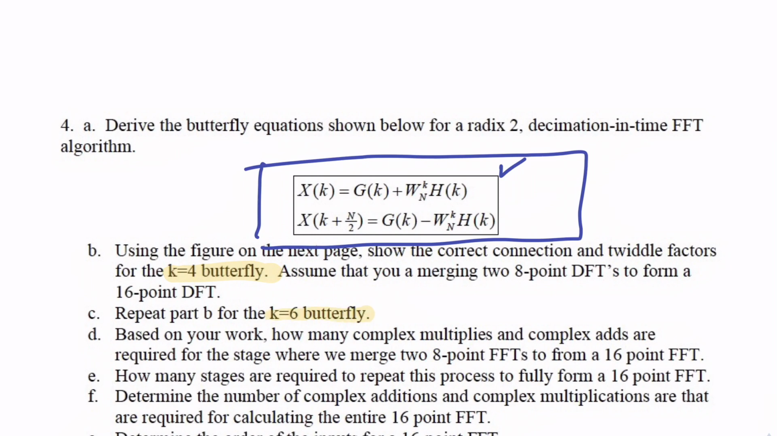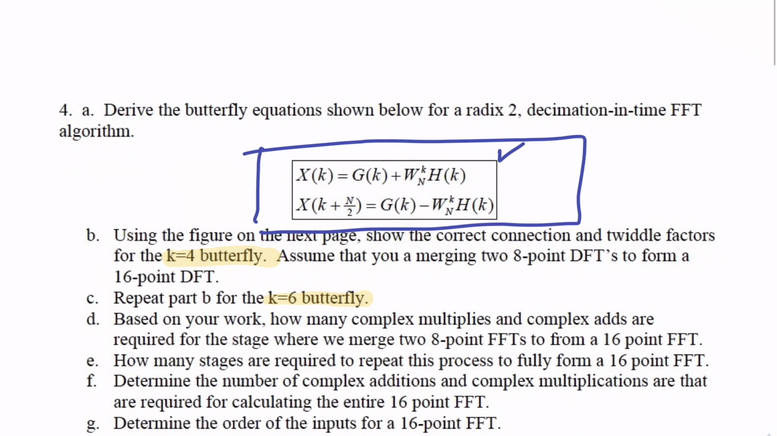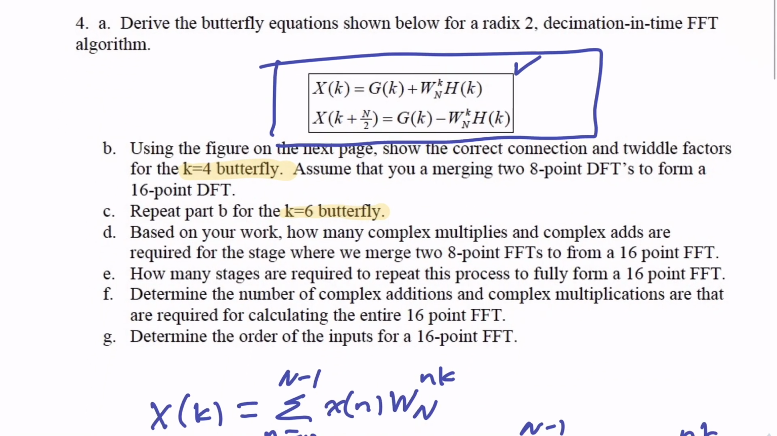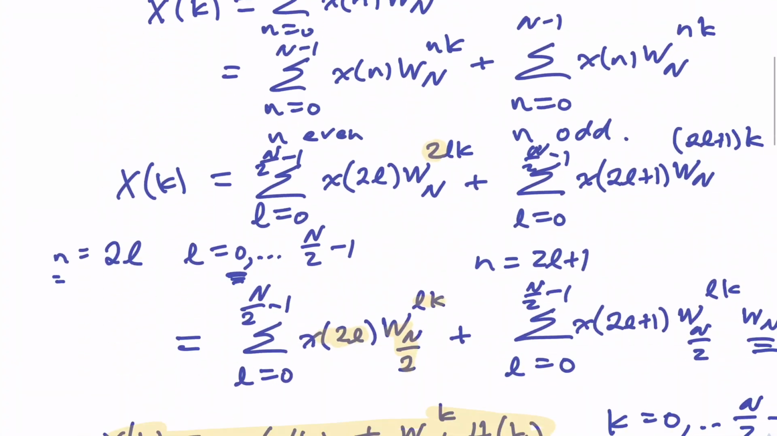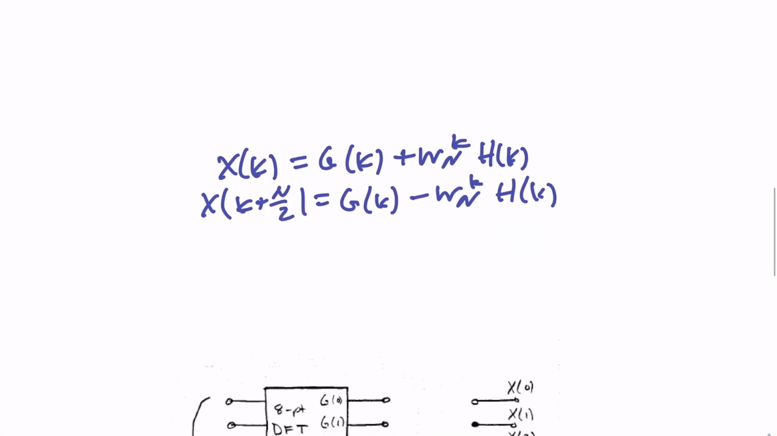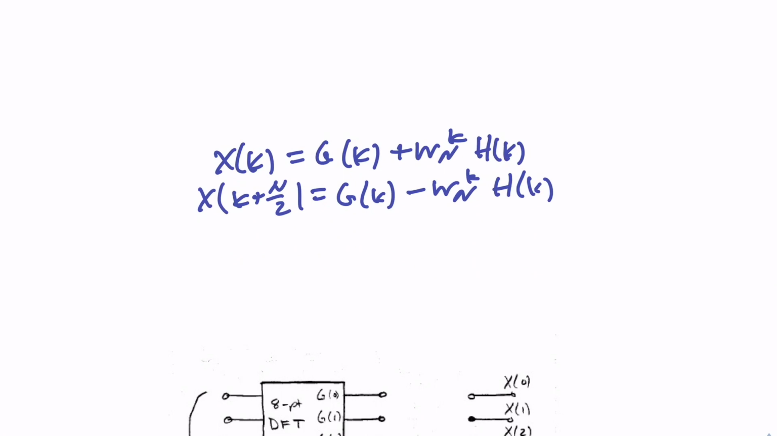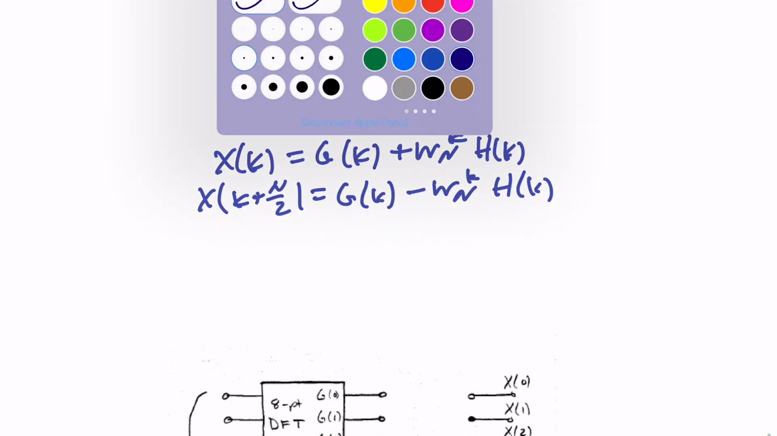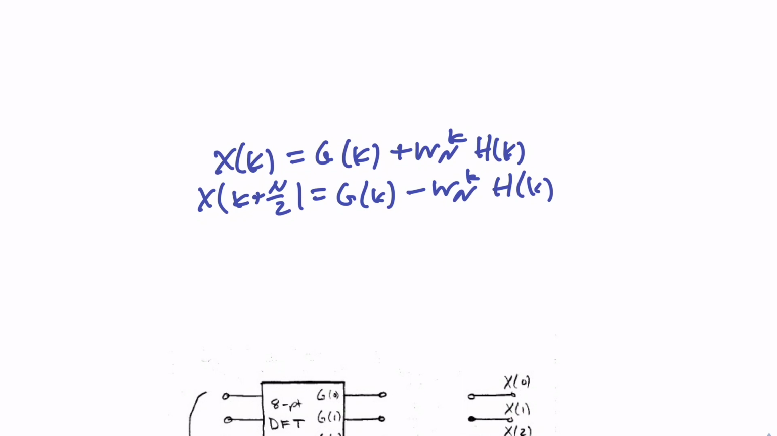Of course, if I'm going to merge together two 8s to get a 16, I have to go k equals 0 all the way out to 7. So we're just doing 2 out of the 8 just to illustrate the point. All right, I repeated the butterfly equations here just for convenience, and one thing you can do is just plug things in to see how things work out.